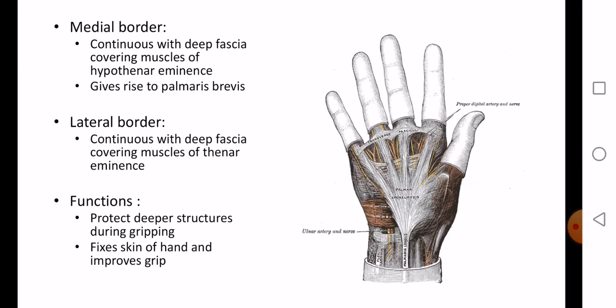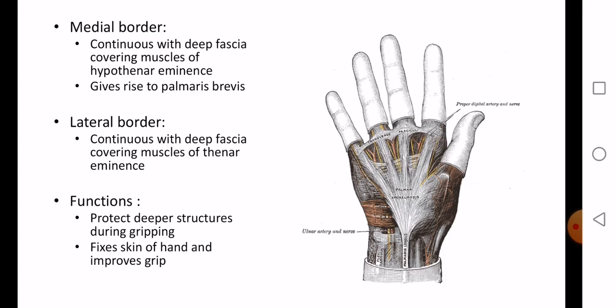The medial border is continuous with the deep fascia covering the muscles of the hypothenar eminence. Yes, medially you have the hypothenar eminence, right? So it is continuous with the deep fascia covering the muscles of the hypothenar eminence. And it also gives rise to one muscle. All of you look carefully in the diagram, you can see one muscle arising from the medial border, and that muscle is the palmaris brevis. The lateral border, which eminence is on the lateral side? It is the thenar eminence. So it is continuous with the deep fascia covering the muscles of the thenar eminence.